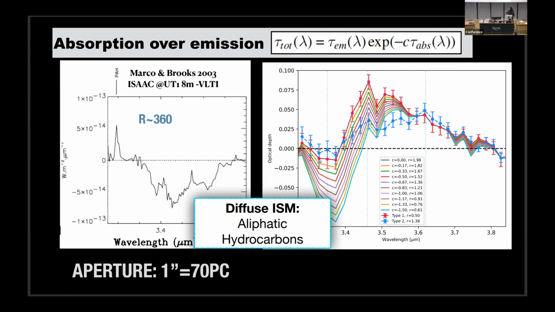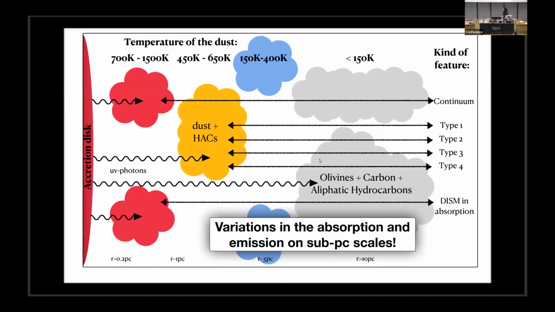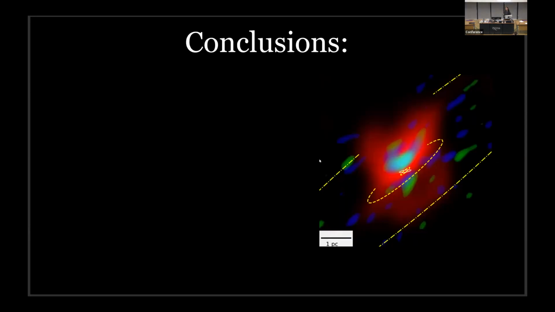And this is really cool because we are playing around with emission and absorption, and we can explain in that way some of the features that we have. But our main result with this analysis is that the variations in both the absorption and the emission are taking place on sub-parsec scales. This is the way we can explain it. We need layers of dust with different temperatures. Some of them get the UV photons directly, and some of them don't. And as you have more or less absorption by the colder clouds, you start getting the different types of features. So, that's all.